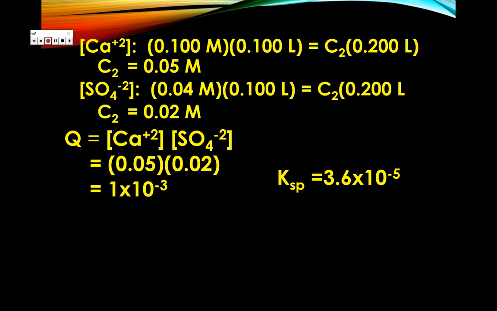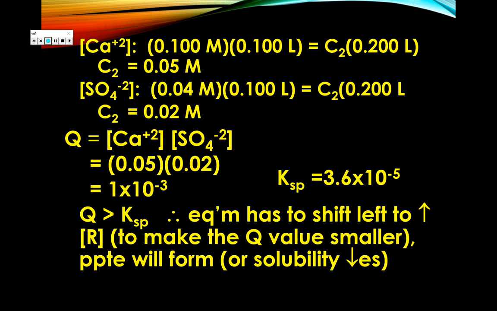So now our Q is too big, which means it needs to get smaller. So you have to increase the bottom of the fraction, which is a shift left. More precipitate. Or you could say solubility decreases. That's the same thing. Less is dissolving, more solid is forming.